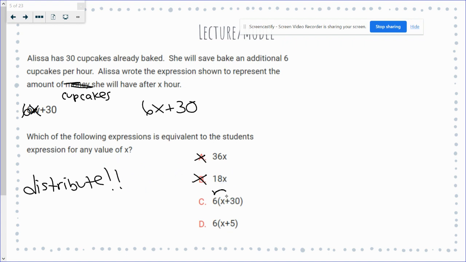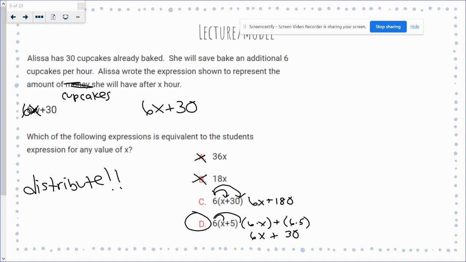All right, so 6 times x is 6x. Remember, when we distribute, we multiply the outside factor by both inside factors. 6 times 30 would be 180. So that does not match. This one has a constant of 180. This one has a constant of 30. Now let's do option D. We have 6 times x, which gives us 6x. We then have 6 times 5, which gives us 30, which does match. If I use the distributive property, I get 6x plus 30, which is our original expression. All right, let's keep going.